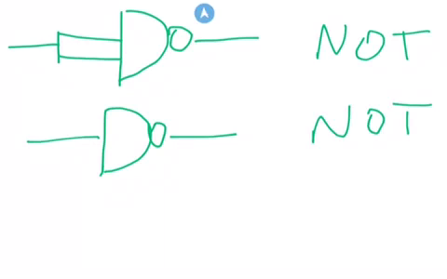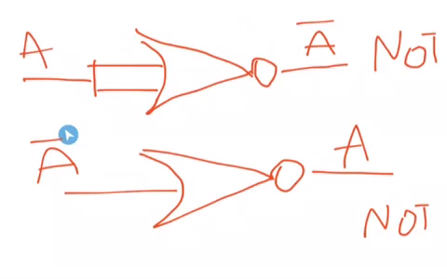As in the previous case, what did we call these two symbols? Not NAND. These are constructed using NAND, no doubt, but these are called NOT gate symbols. And these are also constructed using NOR gates, but what do we call them now?